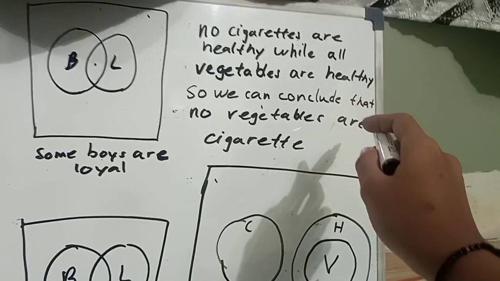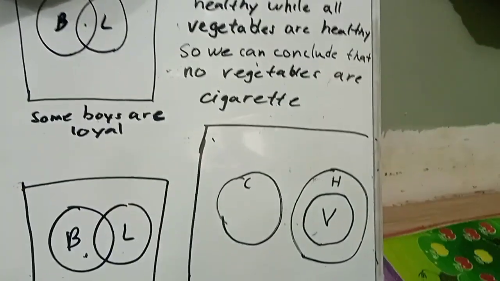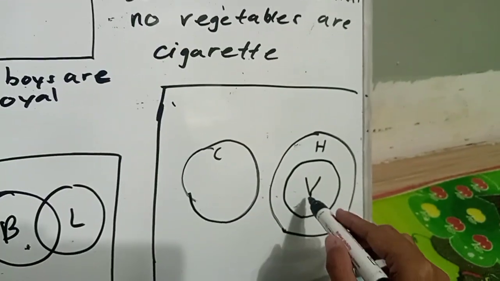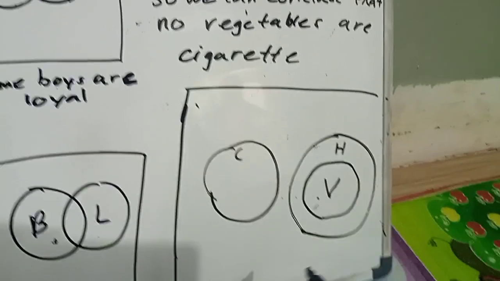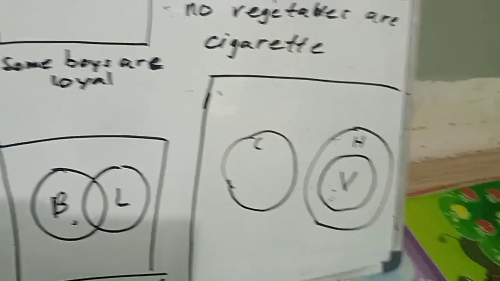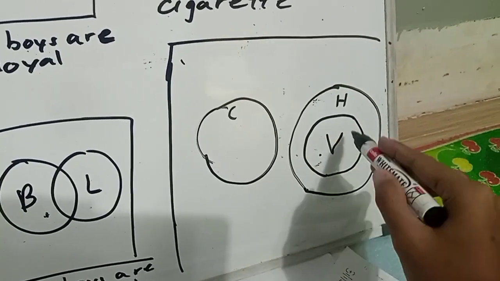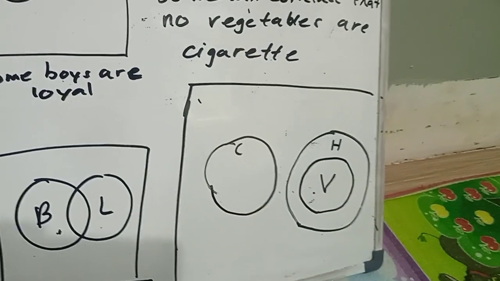So we can conclude that no veggies are cigarette. This is the subject, the veggies. So no veggies are cigarette. We can say that this statement is valid since the veggies and cigarette circles don't interlock.